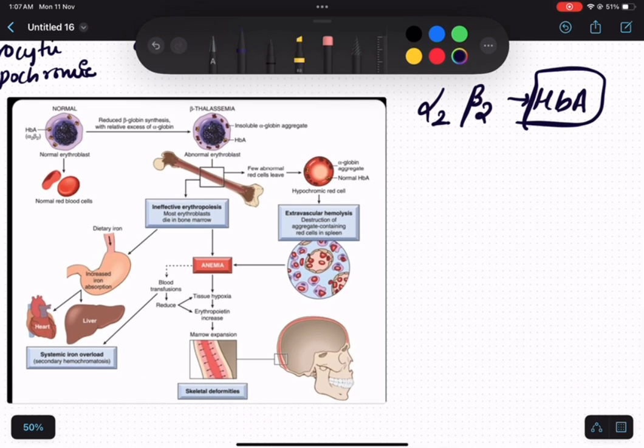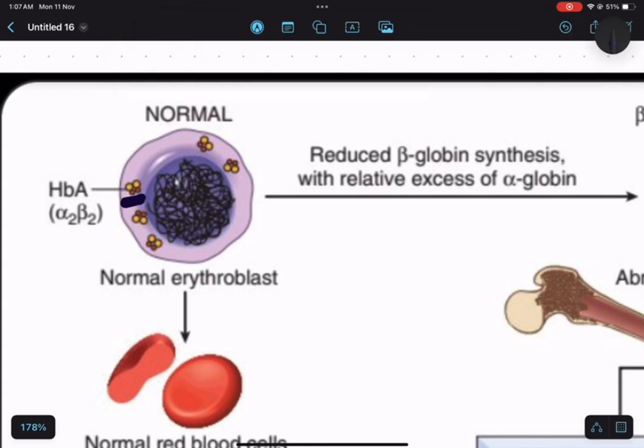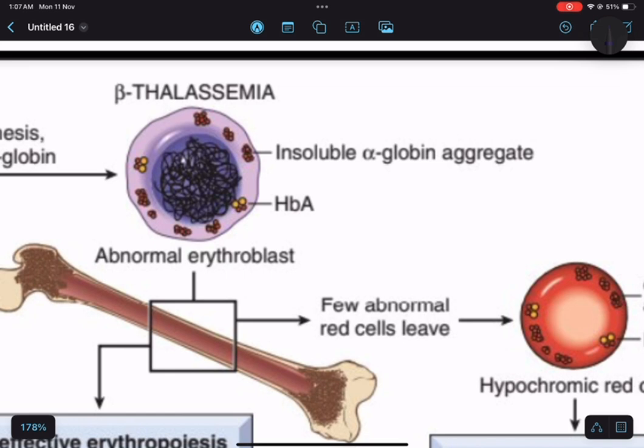It forms a normal erythroblast in the bone marrow. We can see 2 alpha as well as 2 beta. Now, due to the reduced beta globin synthesis, the alpha remains alone, because there is no beta globin present for the alpha to bind. Many alpha globins come together and form an insoluble alpha globin aggregate.